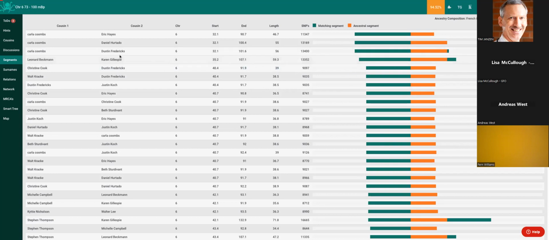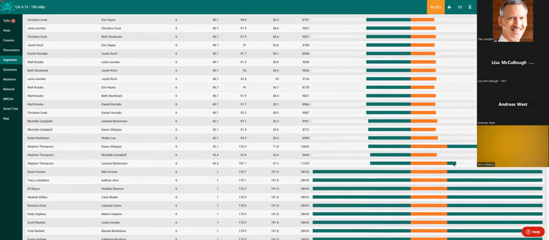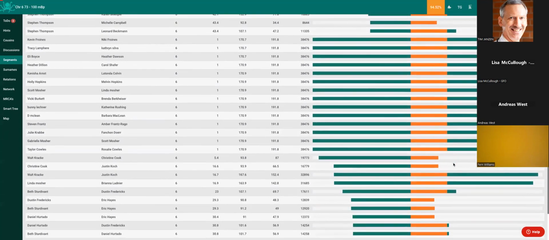Now, on the other hand, if we look at Leonard and Karen, just as I see the name now, Karen is actually a match of mine at MyHeritage as well, because I just saw her name there. So it's pretty good to follow up with her. You can see that she is sharing a very, very large part that goes further out, and we actually have a couple of people down here.